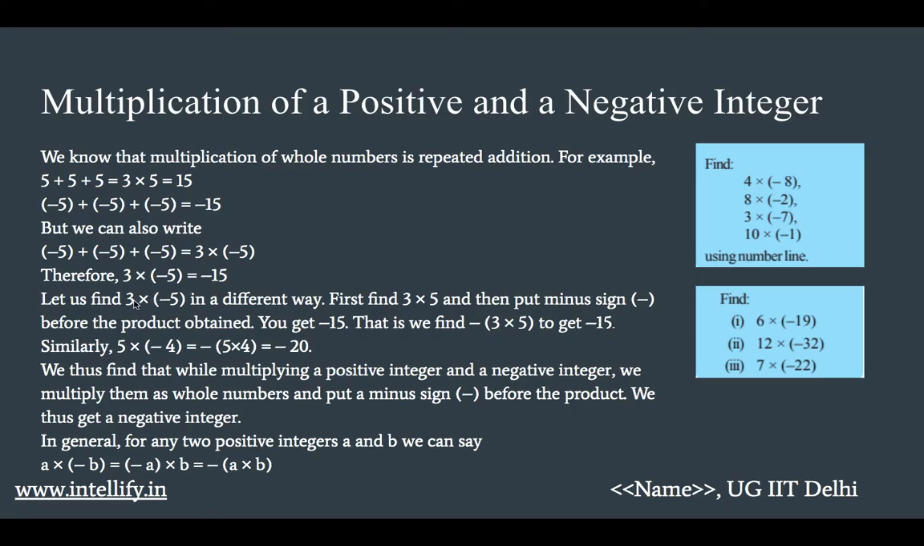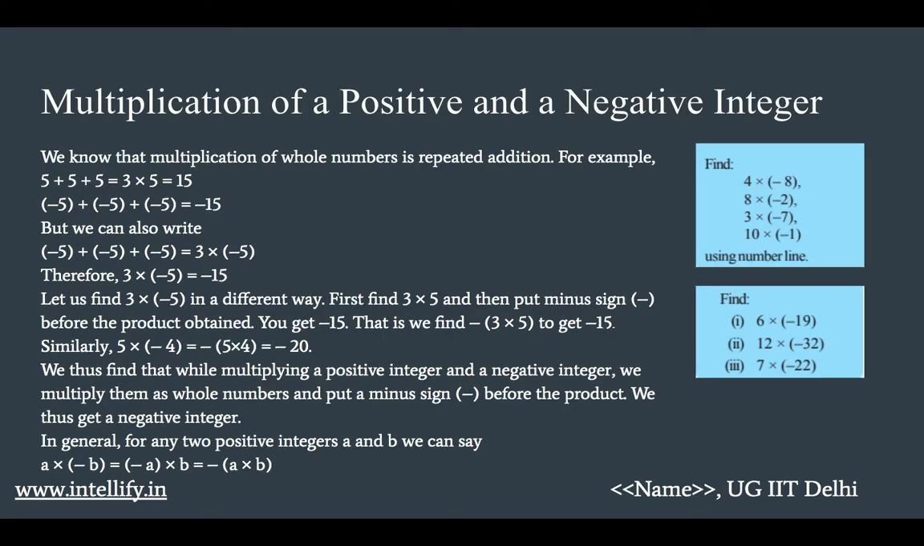So let us find 3 into negative 5 in a different way. We'll first find 3 into 5 and then put the minus sign before the product obtained. You get negative 15. That is, 3 into negative 5 is nothing but 3 into 5 in a bracket with the negative sign outside the bracket, and we get negative 15. Similarly, 5 into negative 4 is nothing but 5 into 4, that is 20, with a negative sign.